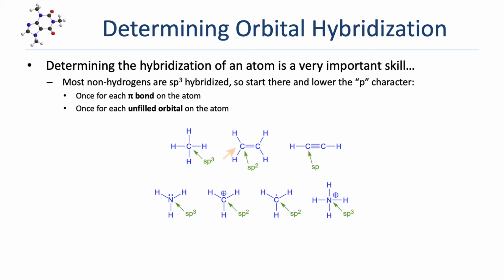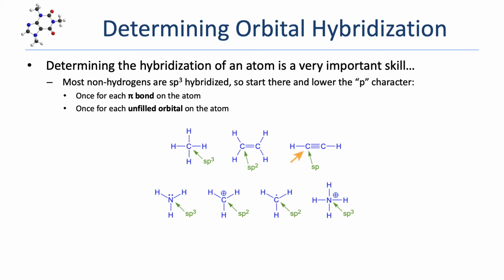If we look at either of the carbons in ethene, well, we can immediately see a double bond, and that means that each carbon has a pi bond attached to it. So we knock that p character down by 1 tick, right? So now it's not sp3, it's sp2. And then we look for unfilled orbitals. And either of those carbons, if you look at it, each one has 4 pairs of electrons surrounding it. And again, carbon being a second shell element has 4 valence orbitals. That's 8 electrons, and that's exactly what this has. So no unfilled orbitals, we leave it at sp2.